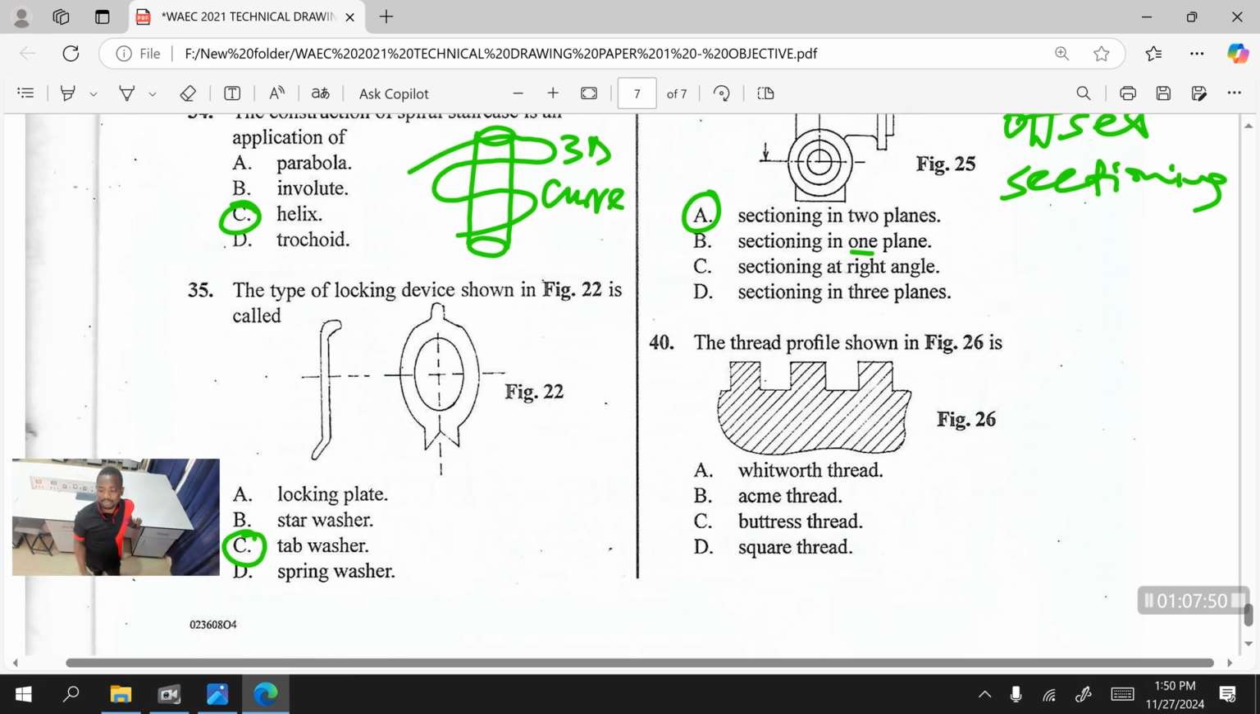So the last question for this paper says the thread profile shown in figure 26 is dash. This is very simple. They brought a very simple thread profile. Just look at the edge of the thread. What shape do you have there? Let me complete it for you. If I complete it like this, is the shape coming out? What shape is that? It is a square thread.